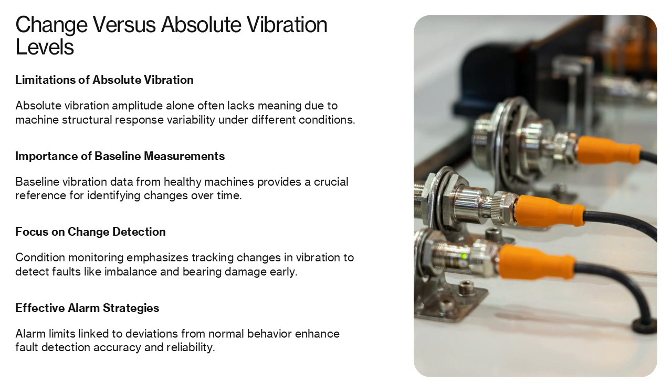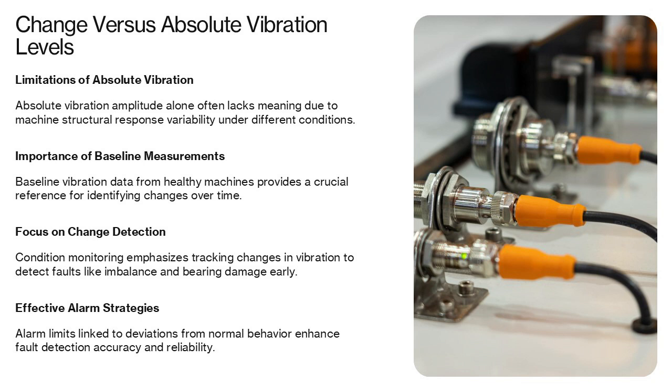As a result, two identical machines operating under different loads or mounted on different foundations may exhibit very different vibration amplitudes while both are healthy. Because of this variability, condition monitoring programs focus primarily on change over time rather than absolute values.